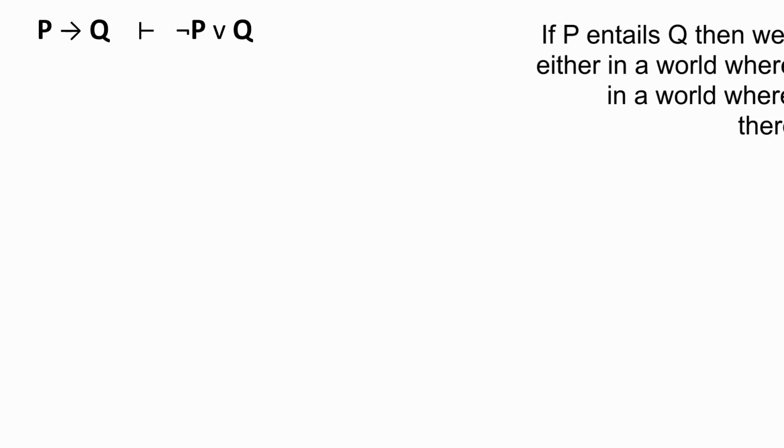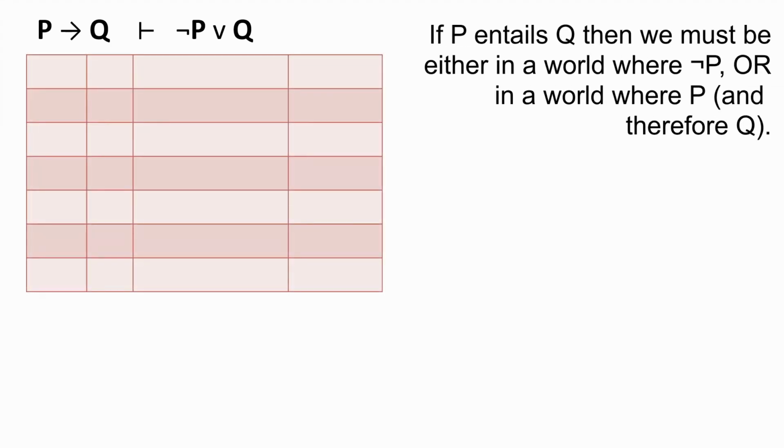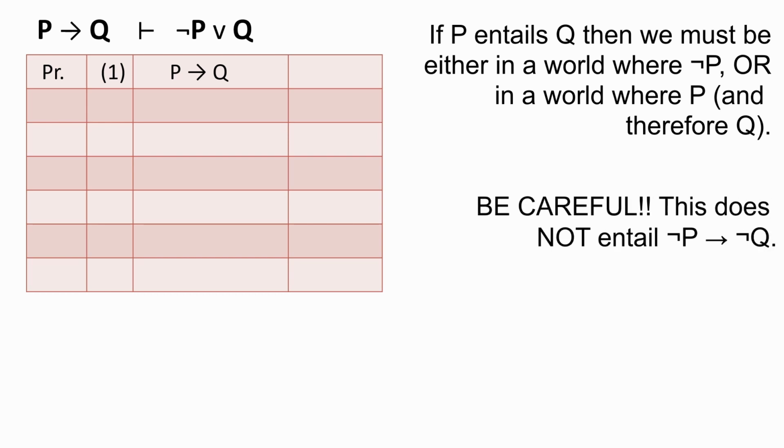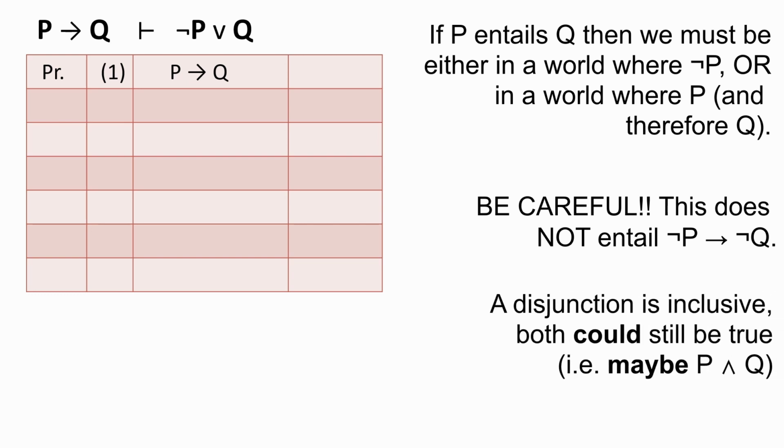Let's have a look at how we might introduce these ideas into our calculus, and apologies, I forgot to record this part on camera. Here we have a sequent that if P then Q entails that not P or Q. This makes sense. If P entails Q, then it must be true that we are either in a world in which not P is true, or in a world in which P is true, and so Q is also true. Note, this does not entail that if not P, then not Q. It is quite possible for both to be true, not P and Q.